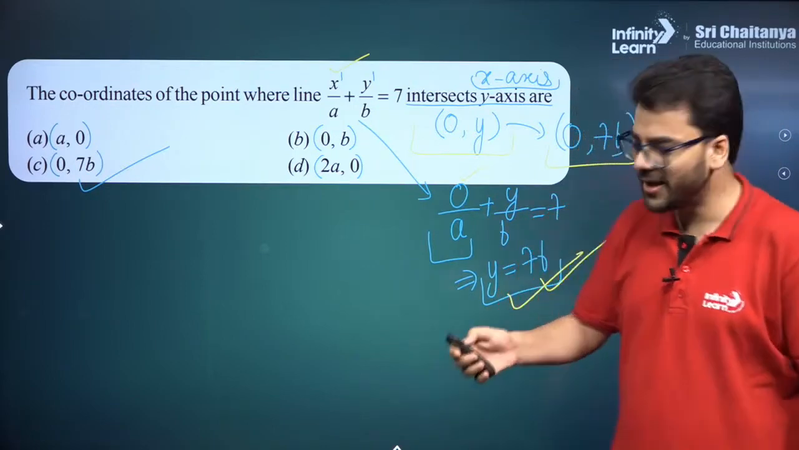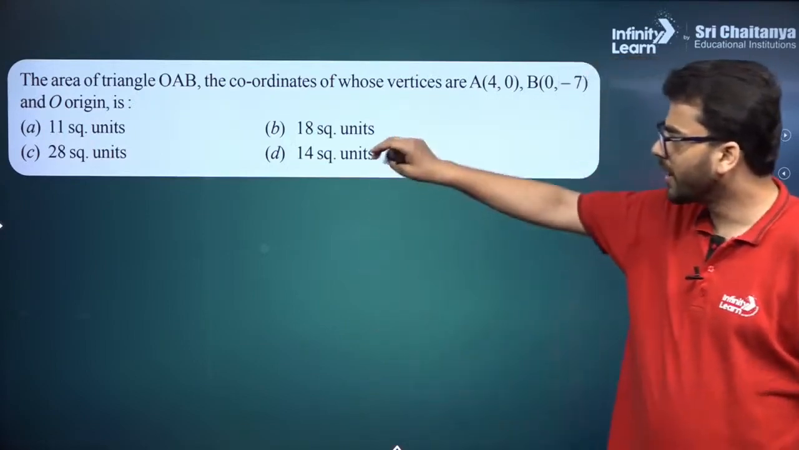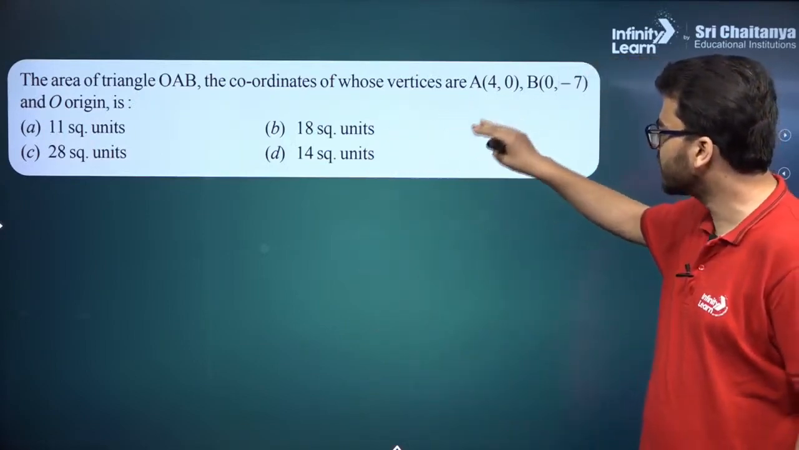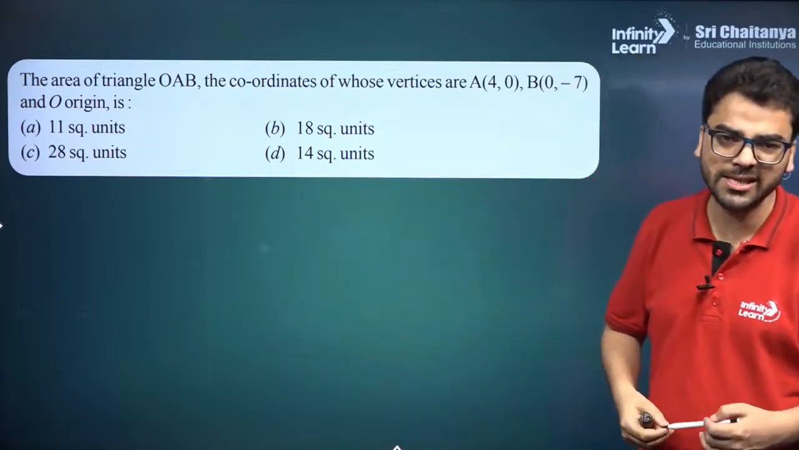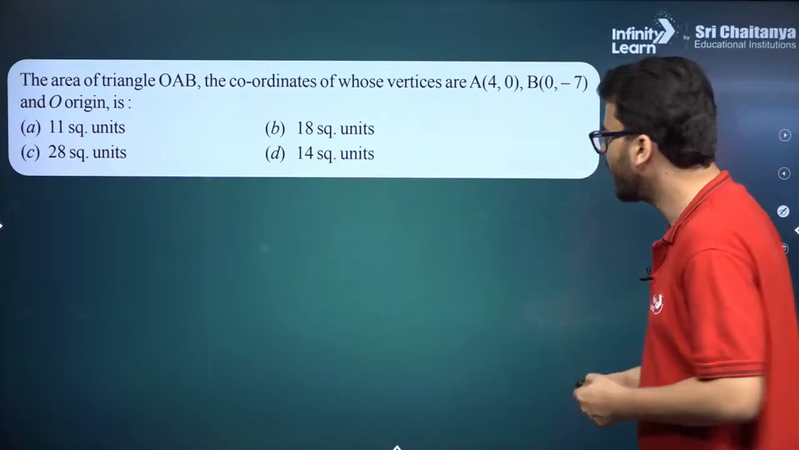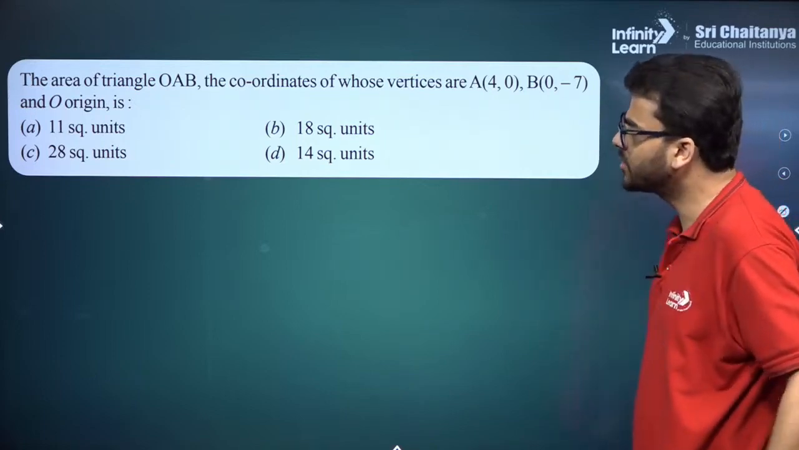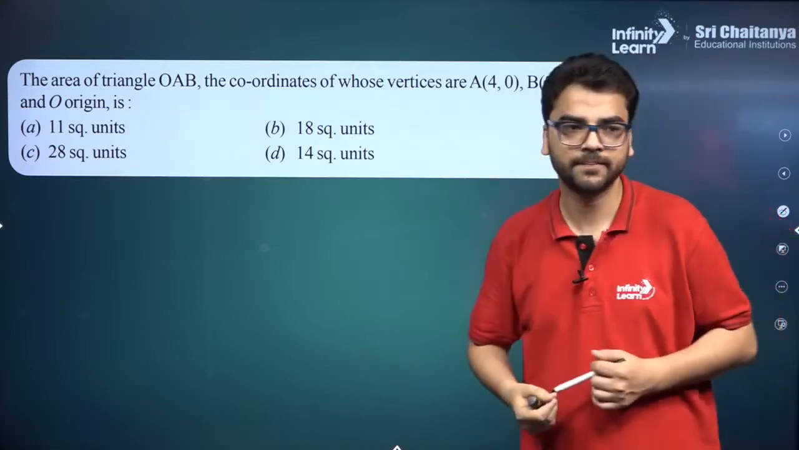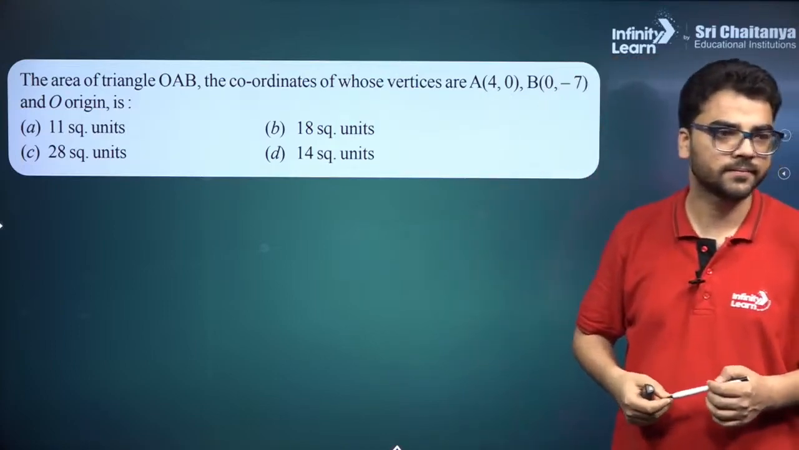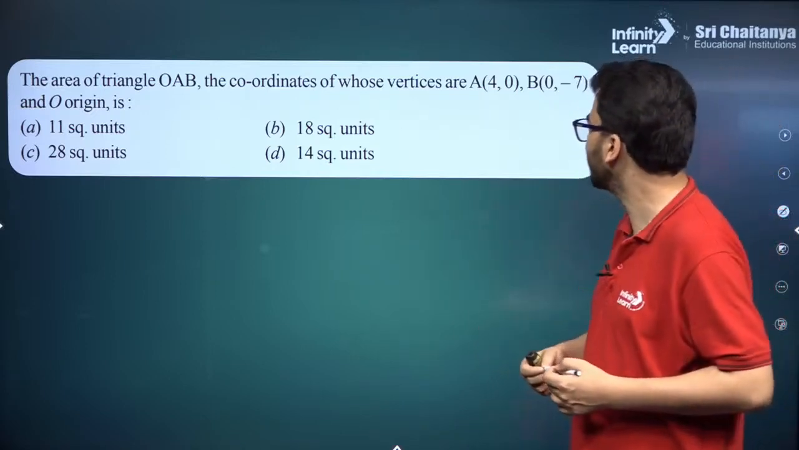Okay, so let's move on to the next question, guys. Can you try doing this one? The area of triangle OAB, the coordinates of whose vertices are given to you. Can you try doing this one? Okay, Sampurna, very good. Try doing this question and let me know the answer, guys, quickly. The area of the triangle OAB, the coordinates of whose vertices are given to you. Ravinder is getting option D. What about other students?